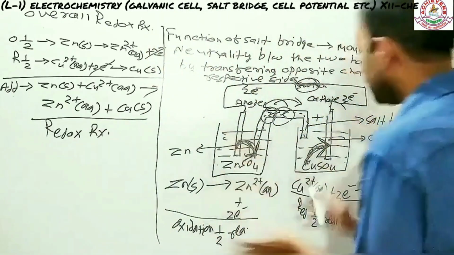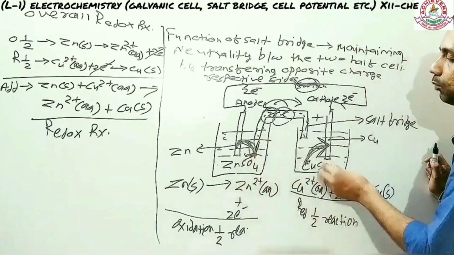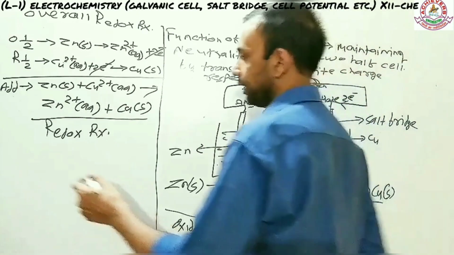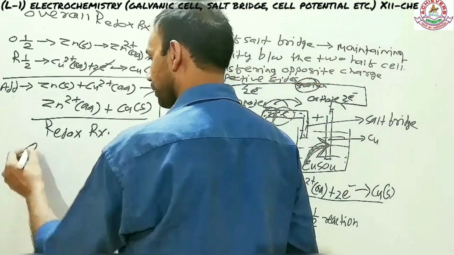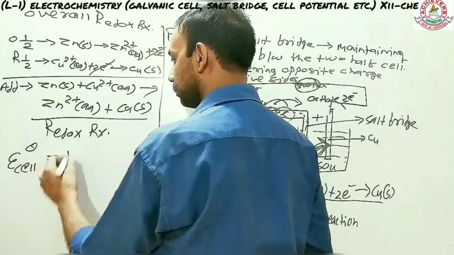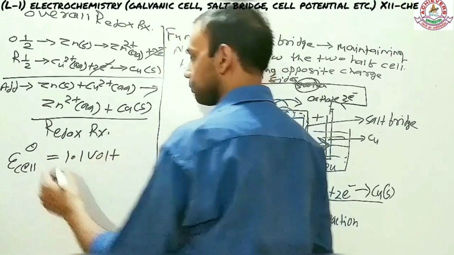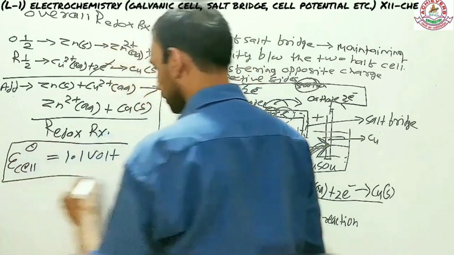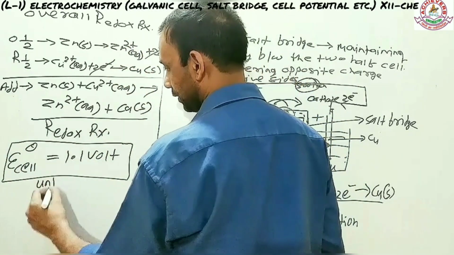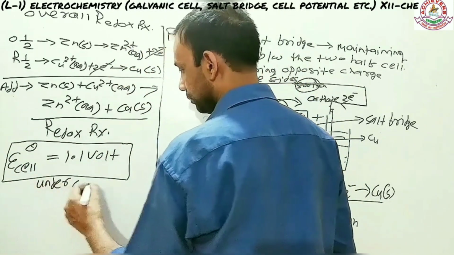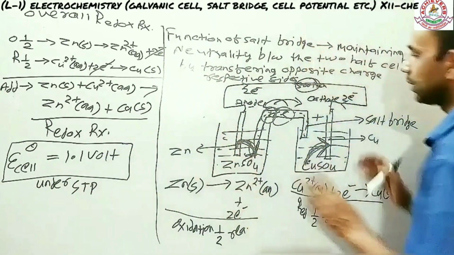So now what's the benefit of this overall process? When 1 mole of zinc undergoes oxidation and 1 mole of copper undergoes reduction, it generates a cell potential. You need to understand this symbol is called cell potential, and it comes out to be 1.1 volt, right? This is the potential difference of the copper and zinc cell under STP. So this is what the first galvanic cell looks like.